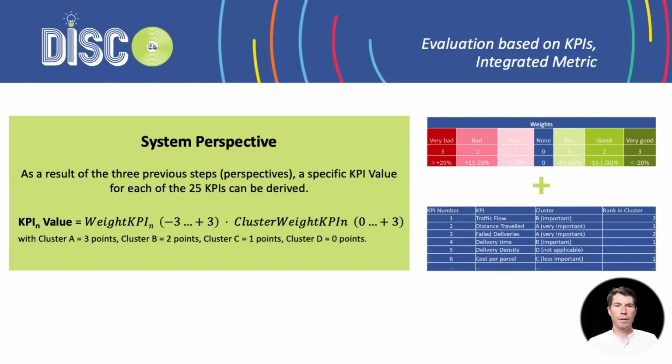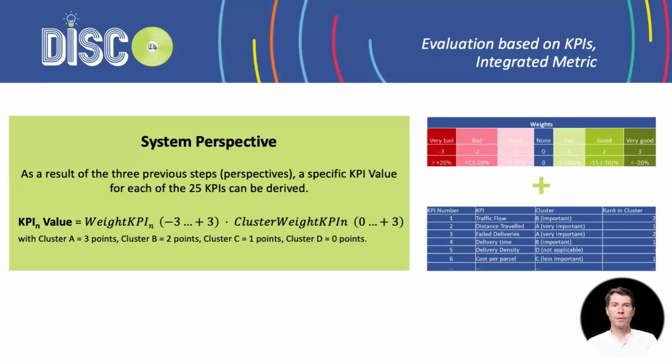The weighting value for a KPI can be between -3 and +3. In the best case, as you can see, a KPI value of 9 can be derived, and in the worst case, a KPI value of -9 can be determined from this approach.